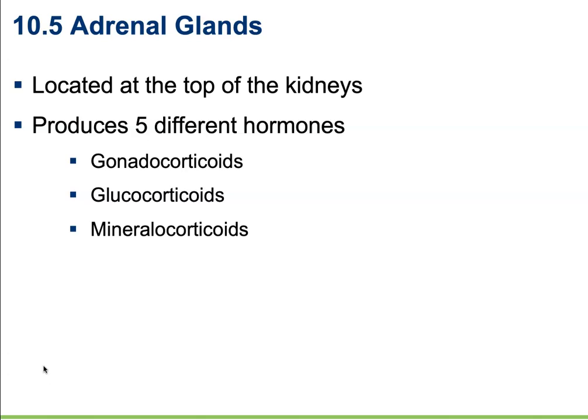Mineralocorticoids play a role in maintaining mineral homeostasis and water balance. For example, aldosterone. Aldosterone is going to act on the cells of the kidneys to increase reabsorption of sodium ions into the blood and promote the excretion of potassium ions into the urine.